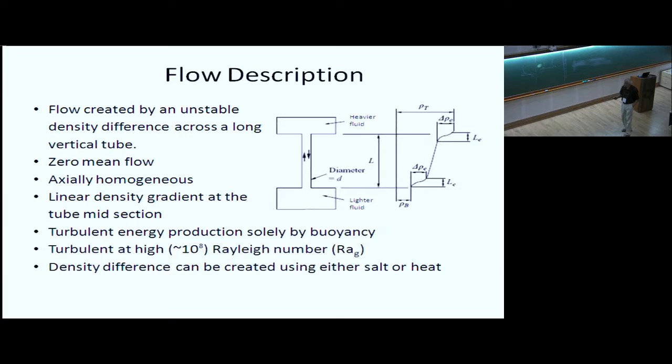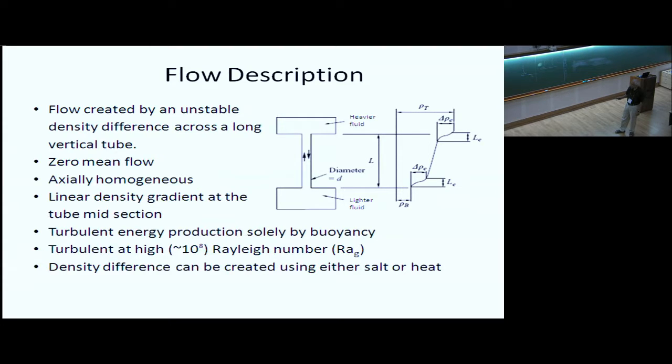And of course, we do the experiments by connecting two tanks. And as I mentioned, it will have 0 mean flow. And it is axially homogeneous because the tube is tall enough. And it's very similar to the turbulent fully developed pipe flow you get. So in turbulent fully developed pipe flow, it is driven by a linear pressure gradient. Here it is driven by a linear density gradient. And as I mentioned, the turbulent energy production is solely by buoyancy.